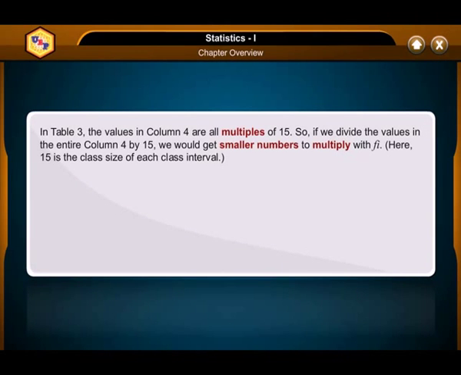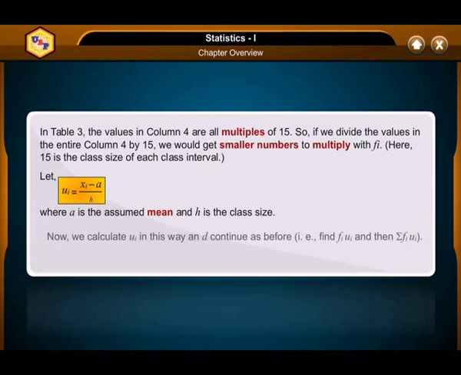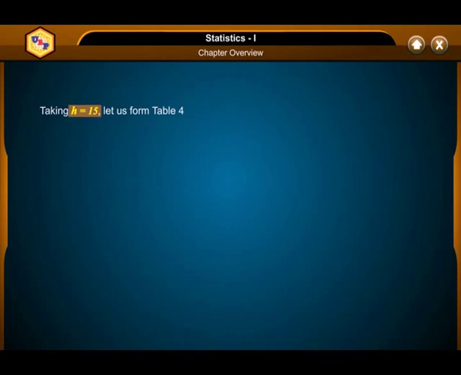In Table 3, the values in column 4 are all multiples of 15. So, if we divide the values in the entire column 4 by 15, we would get smaller numbers to multiply with fi. Here, 15 is the class size of each class interval. Let ui be equal to xi minus a upon h, where a is the assumed mean and h is the class size. Now, we calculate ui in this way and continue as before, that is, find fi ui and then sigma fi ui. Taking h equal to 15, let us form Table 4.